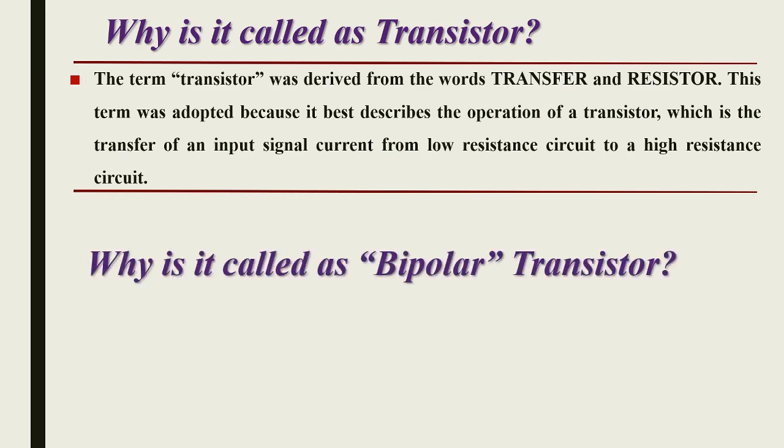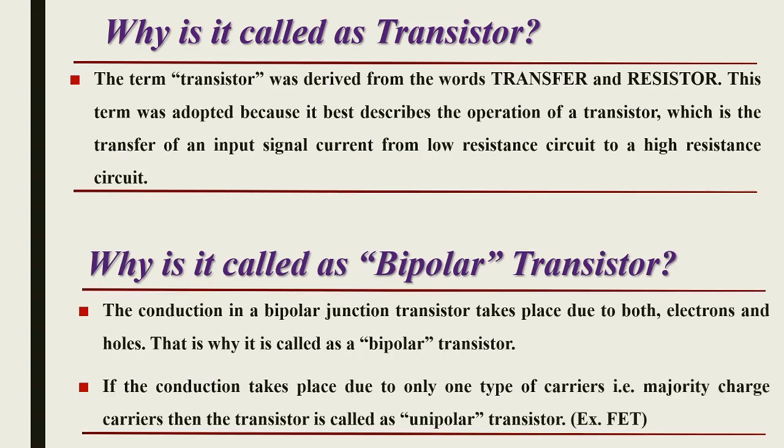Why is it called a bipolar transistor? The conduction in a bipolar junction transistor takes place due to both electrons and holes. That is why it is called a bipolar transistor. If the conduction takes place due to only one type of carriers, that is majority charge carriers, then the transistor is called a unipolar transistor. For example, field effect transistor, that is nothing but the FET.